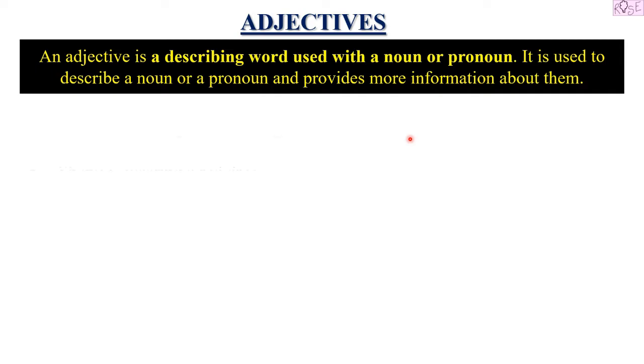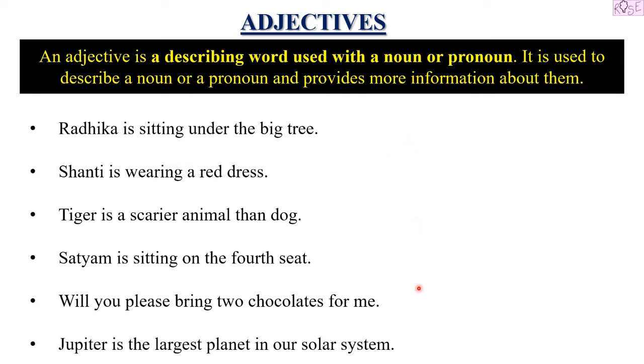So now what do we have to do? There are these sentences I have written, and now we will read each sentence and underline the adjective, and then we will discuss the noun which the adjective is describing. So let us read the sentences first. The first sentence is: Radhika is sitting under the big tree.